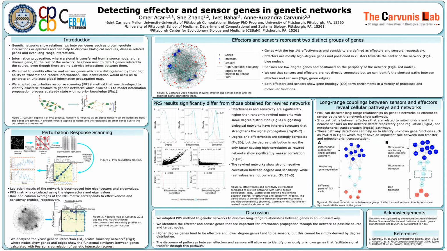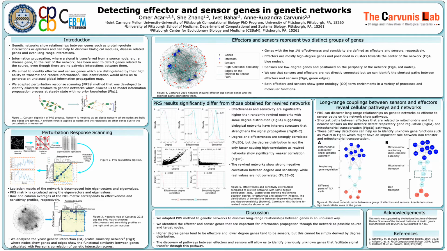One question we had was whether the PRS results we got are expected for a given degree distribution. We checked this by generating randomly rewired networks with the same degree distribution. We see that both effectiveness and sensitivity values, as well as their correlation with degree, are significantly different from random networks. This suggests that our results are not simply derived by degree.